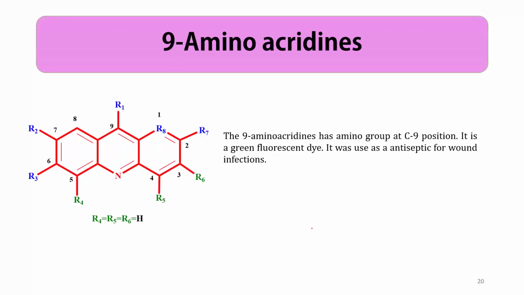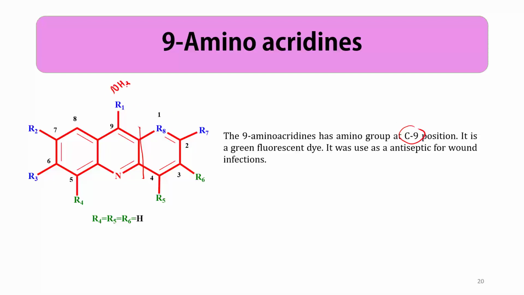Next we will talk about the 9-amino acridine drug. So what is the 9-amino acridine drug? In that, the first part is 4-amino quinoline and the second part is a benzene ring, so there is a fusion of these two. Here we see at the C9 position we have an amino group. Which is the C9 position? That is the C9 position. Here we put the amino group.